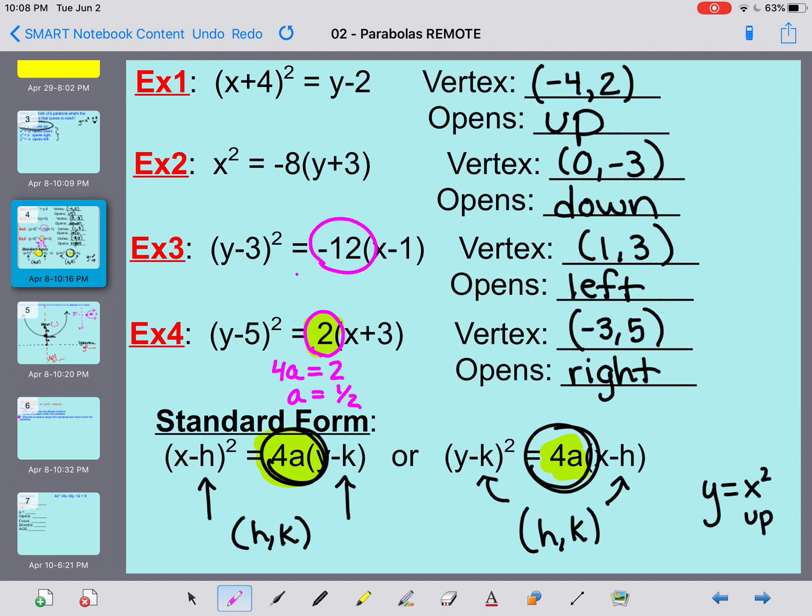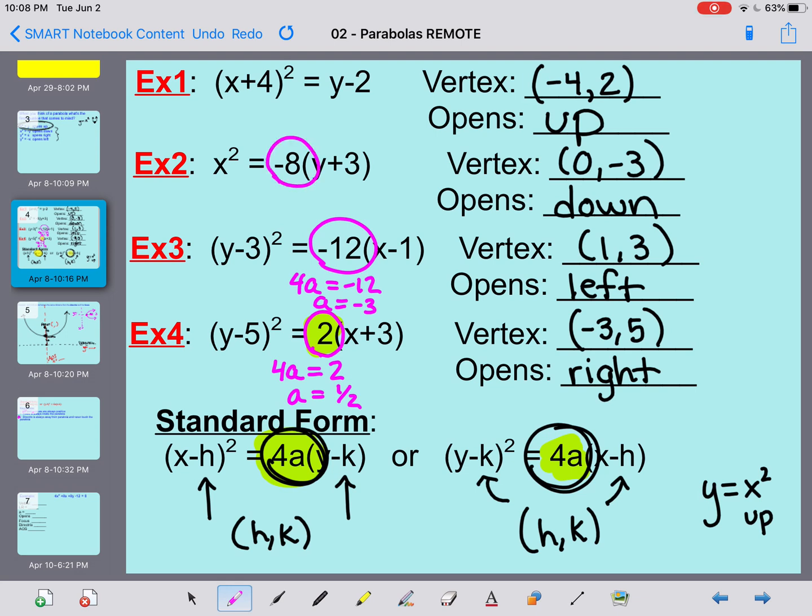Here, we would say 4A equals -12, so A equals -3. The negative sign is just telling us which way the parabola opens. The 3 is telling us like a vertical stretch. So this is going to be a wider parabola. I think I said that wrong. Forget the word vertical stretch. This is going to be a wider parabola because of that A value.